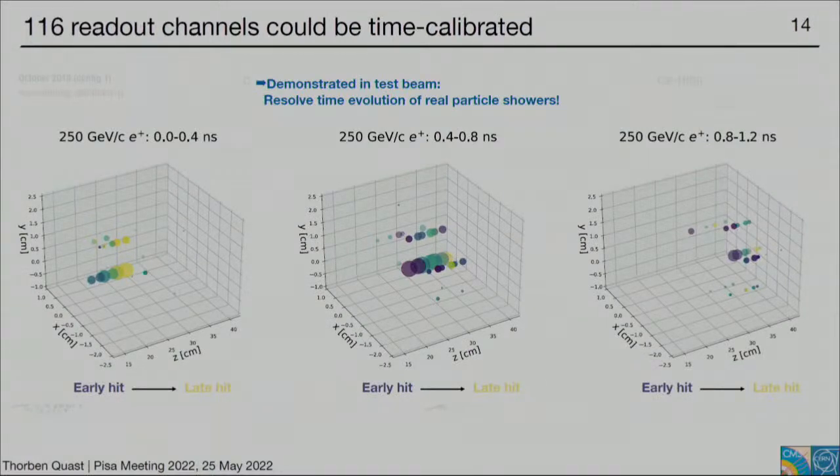If we had enough statistics to calibrate at the order of hundreds of readout channels, and having all of these calibrated, we could for the first time make such nice event videos. So we can really make videos of how, in our case, a positron goes through the detector. And this is here illustrated in three time frames. So this is here the first 400 picoseconds, the second 400 picoseconds, and the last 400 picoseconds, and also color-coded is the order of when these hits were created. And you can really see by looking closely, you can really see this video feature. So this is quite nice.